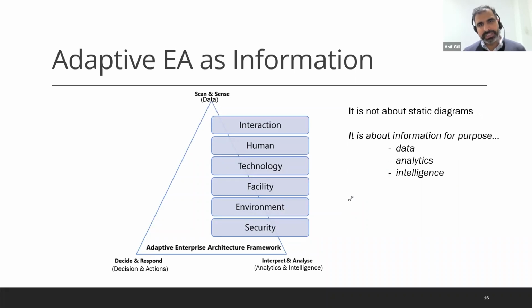And then collecting the data across these layers. Each layer of the architecture becomes an architecture data domain, and then you analyze and interpret it, decide and respond, for adaptability. So this loop keeps going. It's not about static models or diagrams. It's about collecting data across those layers and domains and analyzing it using different tools. So it's really a scanning and sensing kind of architecture, where you take your data, turn it into information, and keep going. We can go to the next slide if that's okay.